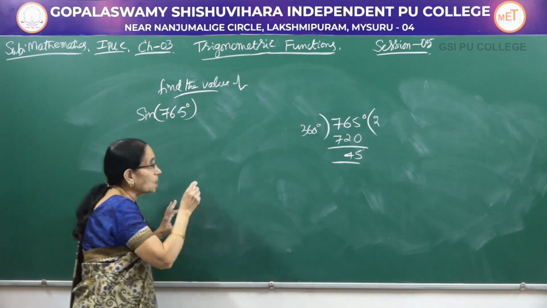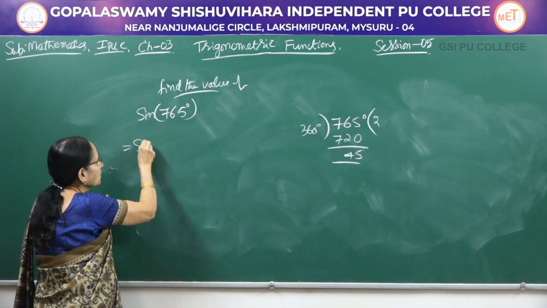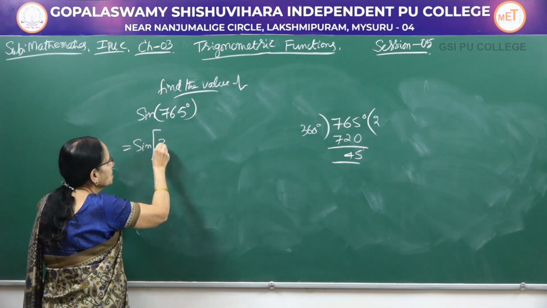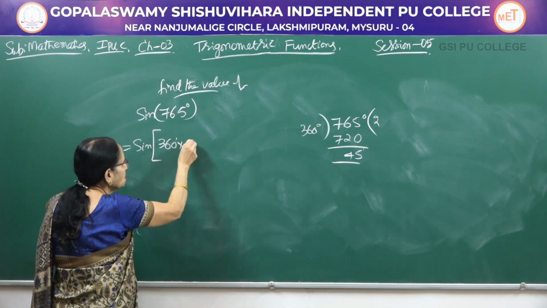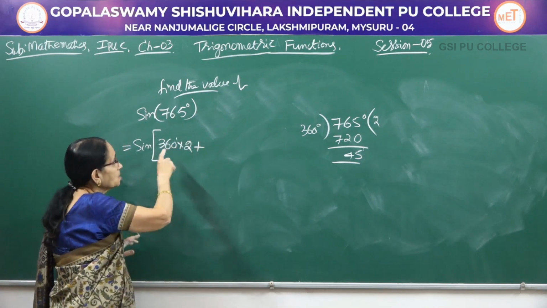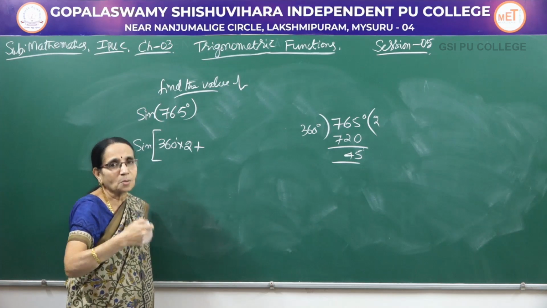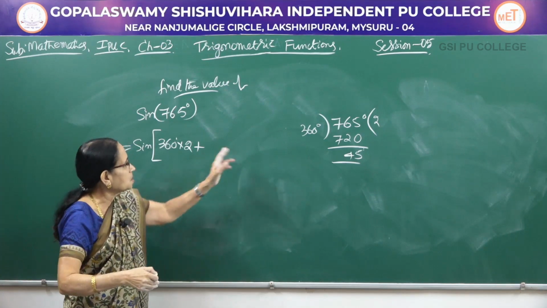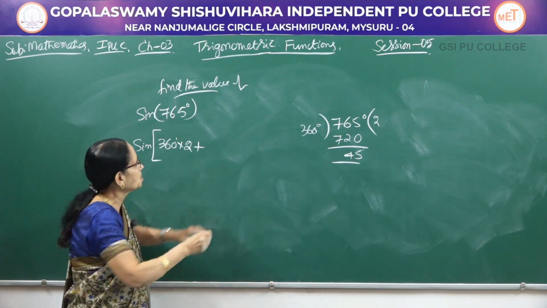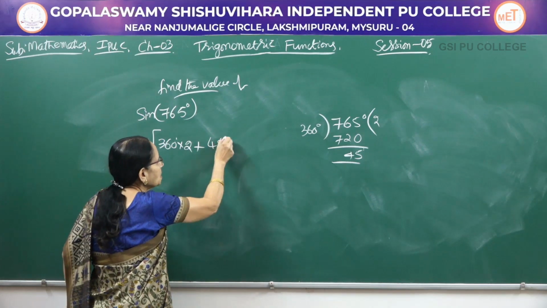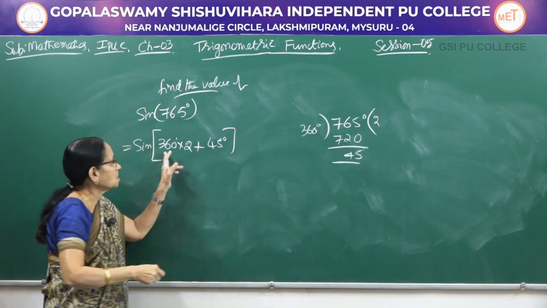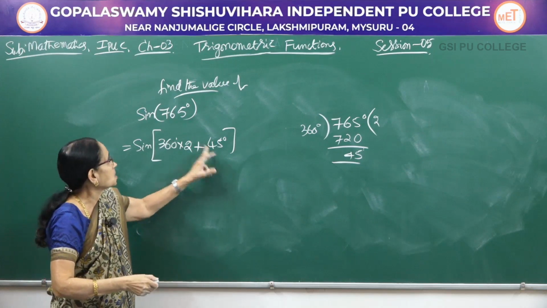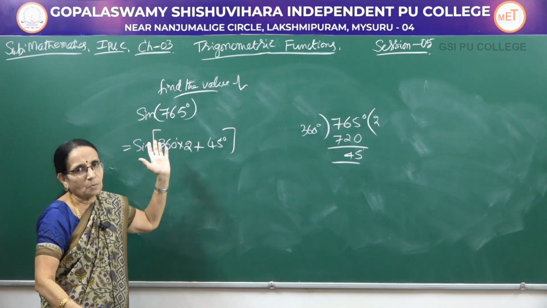So, first you write the number in this particular form. It is sine of 360 into 2. See, I told you 2 times you have to subtract. The same thing I have written in another way, that is all. And what is the remainder? Write the remainder. It is 45. If you multiply these two, 720 plus 45, you get back the original number.